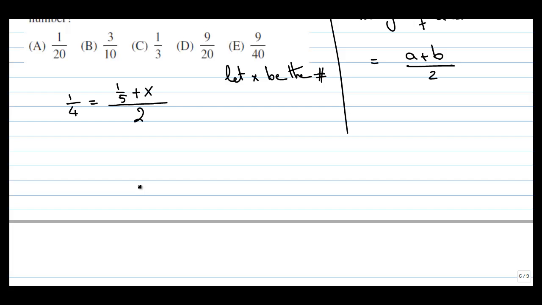In this problem, I would recommend that you cross multiply. So we have 1 over 5 plus x would equal 1 over 4 multiplied by 2. So we cross multiply both sides, and then we work out 1 over 4 times 2. As we said before, you multiply the numerators, you multiply the denominators, and that would be 2 over 4.